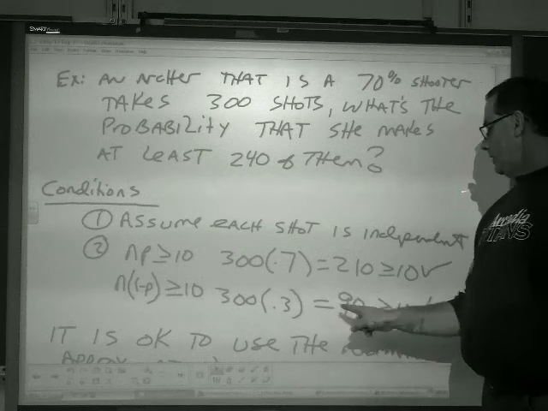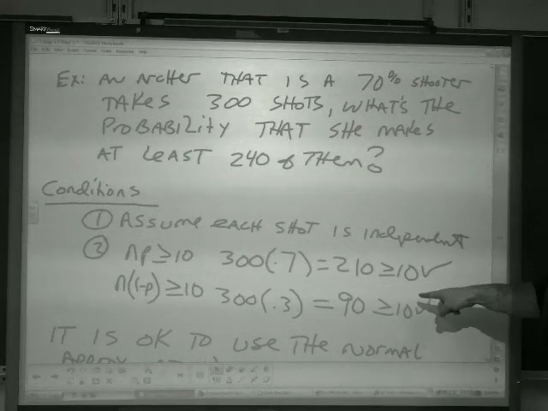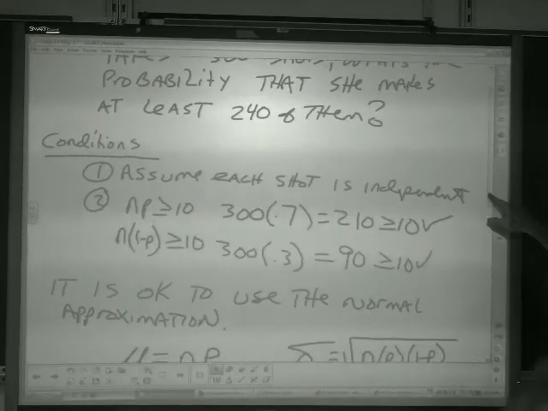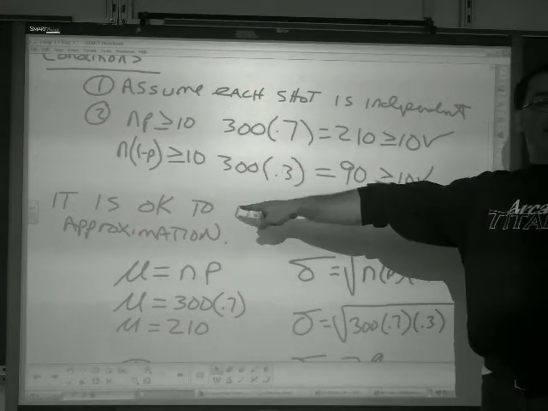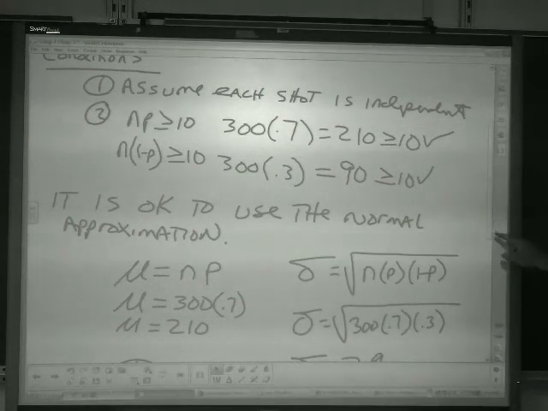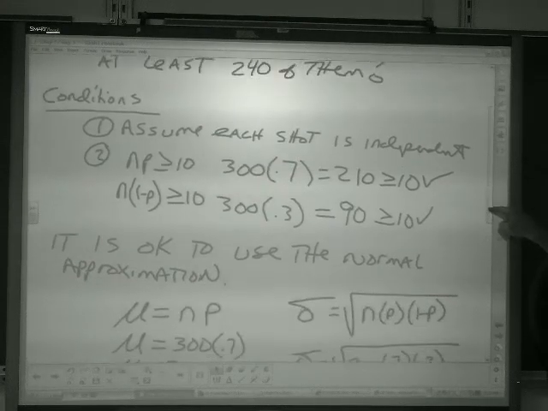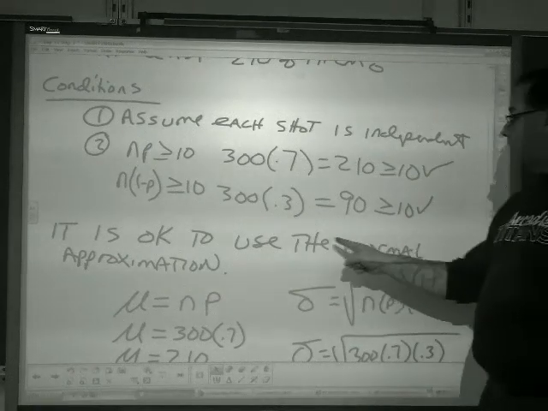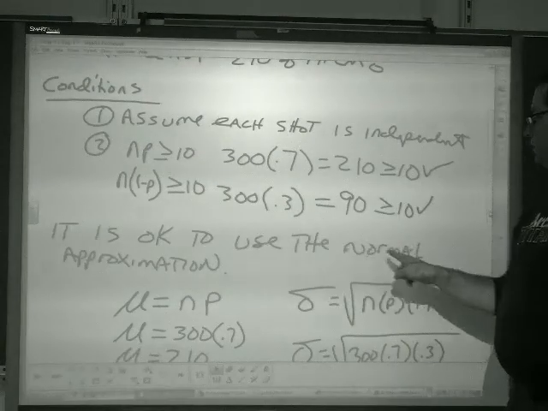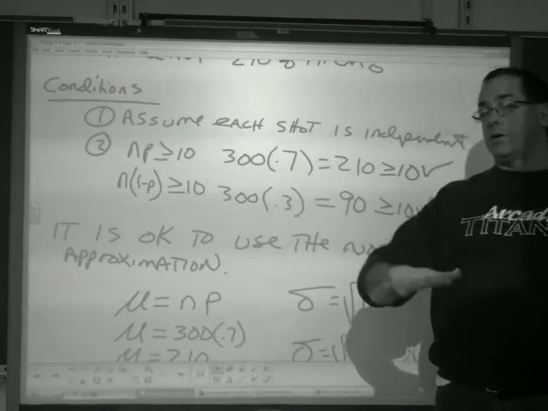300 times 0.3 is 90. Ooh, plenty bigger than 10. So it is definitely okay to use the normal approximation. You must make that statement to get full credit. So for example, if the conditions are worth a couple points, one of the points that you get credit for is stating what it is okay to do. If you leave that off, you don't get full credit.